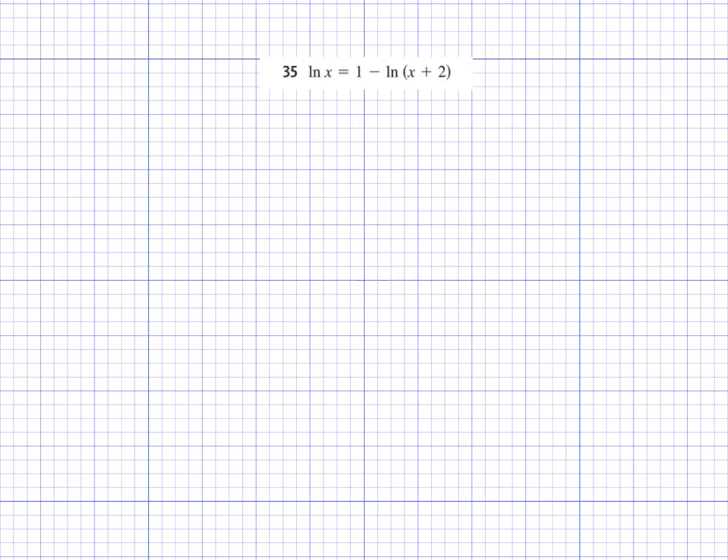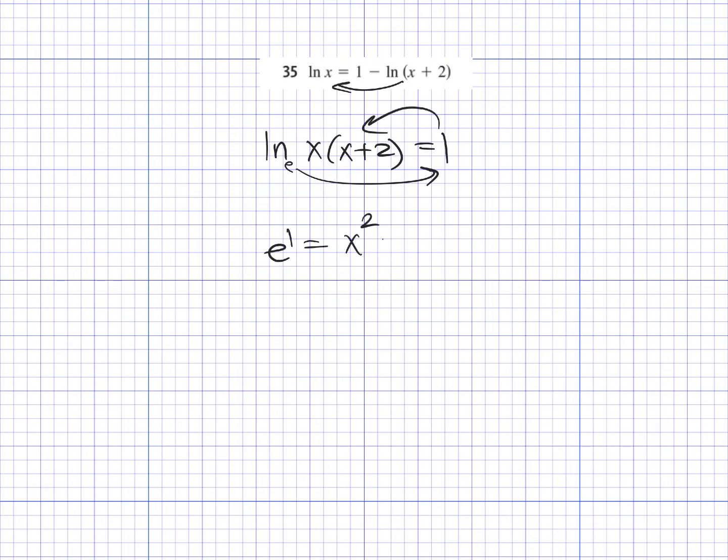Okay, it's the same thing as the last few problems, except instead of a log of some base, it's the natural log. So subtraction, let's go ahead and add it, which means you're going to multiply when you combine them. And base e, so that's going to be e to the first equals x squared plus 2x. Okay, so 0 equals, not e, x squared plus 2x minus e. Okay, all right, so we can't factor that, so we've got to use the quadratic formula.